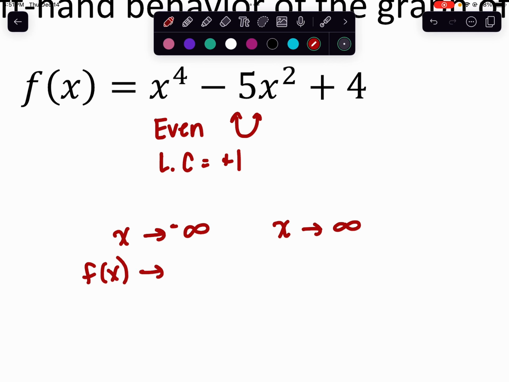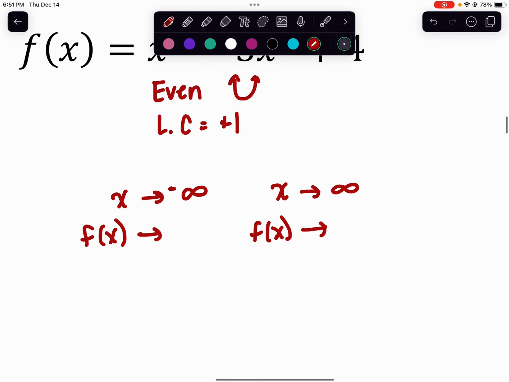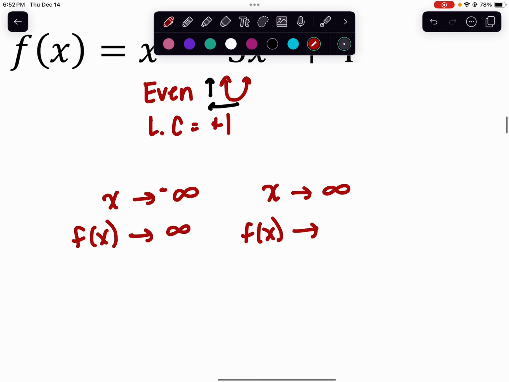What does f of x approach? All right, so I have my little parabola here. So as I go towards negative infinity, my graph is going up. So that's positive infinity. And then as I walk to the right, my graph is going up. So again, positive infinity. And remember, if I go too fast, you can just pause these videos, slow down, get caught up.